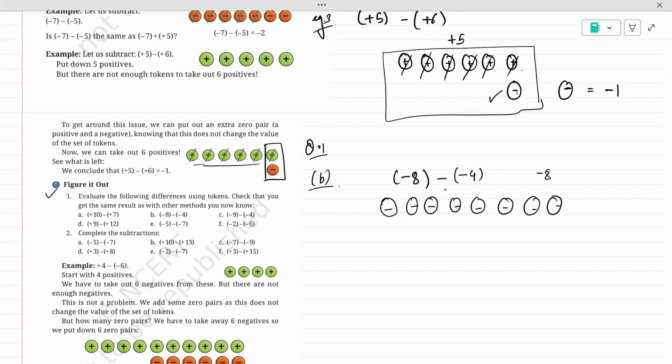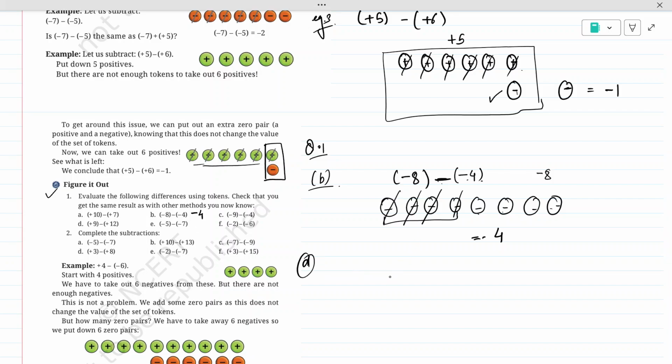And from this, we have to subtract 4 negatives. 1, 2, 3, 4. We have subtracted 4 negatives. And what is remaining? 1, 2, 3, 4. 4 negatives are remaining. This is the answer here. Okay, this is the answer. Next, let's do D part.